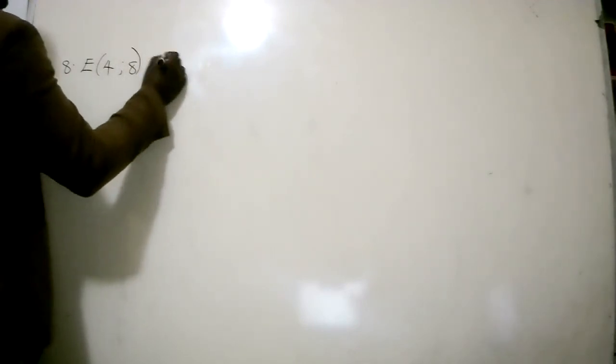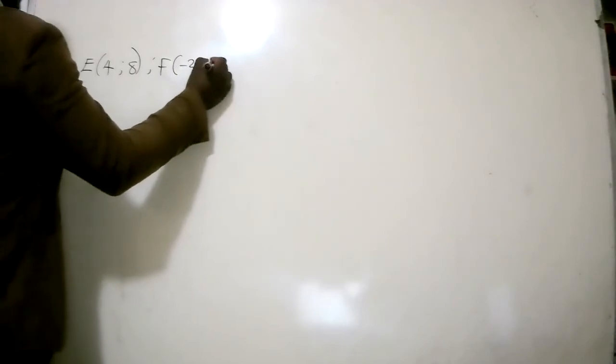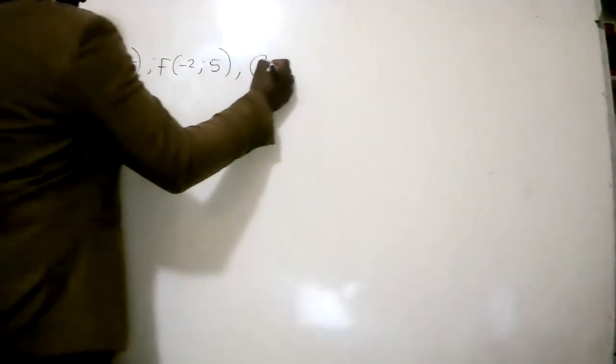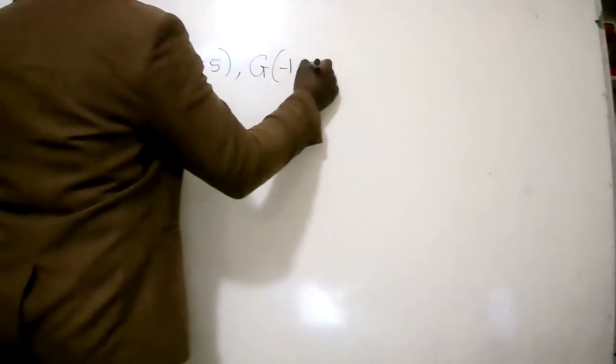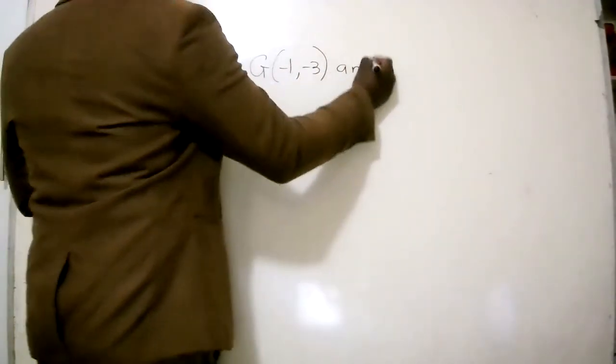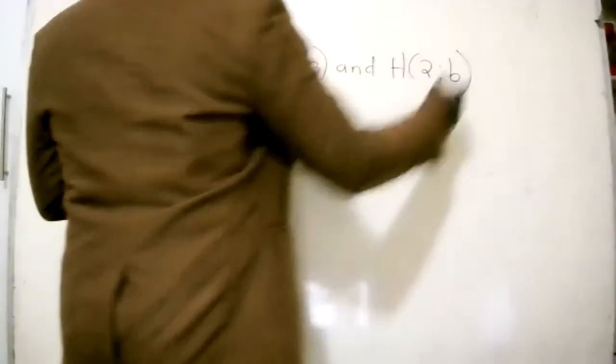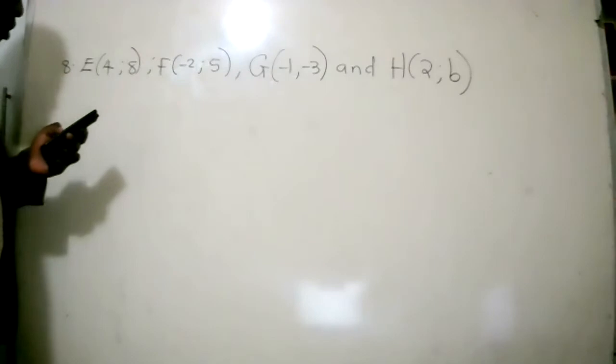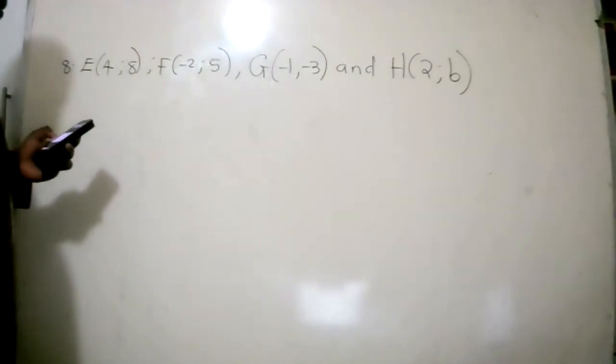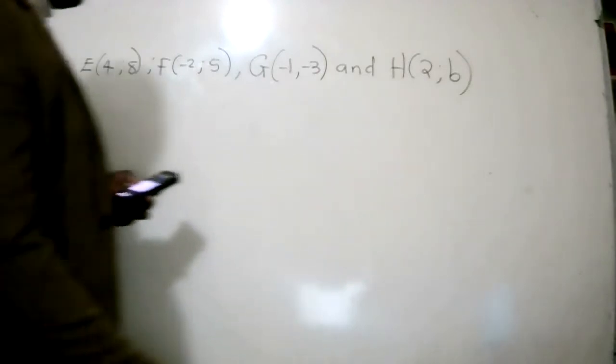So we are given a point or a coordinate E of (4, 8), and then F, which is (-2, 5), and G, which is (-1, -3), and H, which is (2, b). And we are told that these are the 4 points on a Cartesian plane.